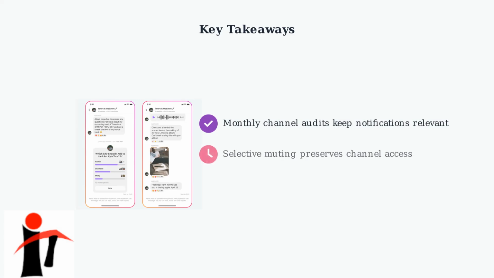Remember these key strategies. Audit your channels regularly, use selective muting for temporary relief, and don't hesitate to provide feedback to creators about your notification preferences. These practices help maintain a balanced and enjoyable Instagram experience.